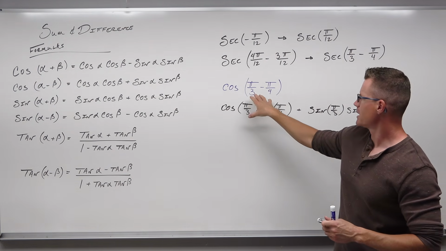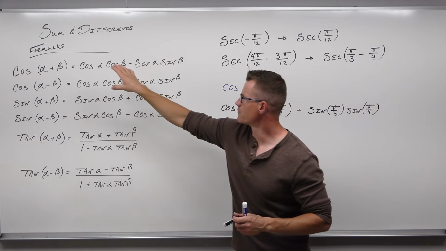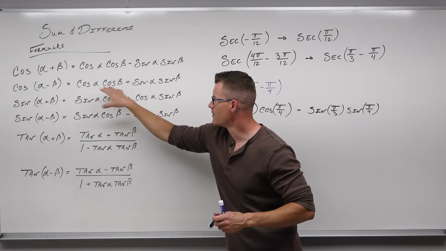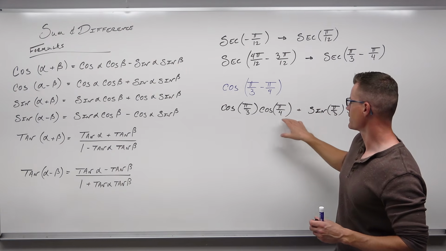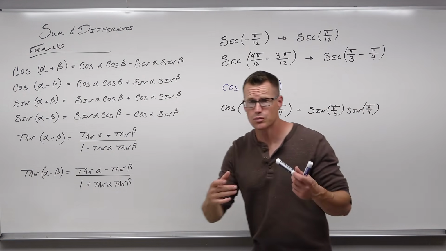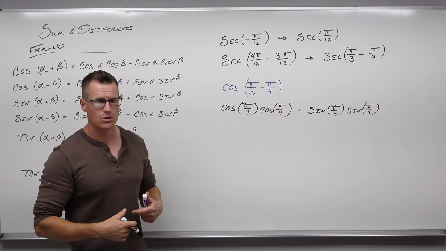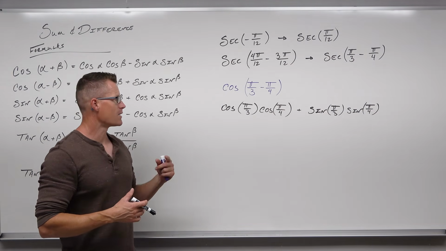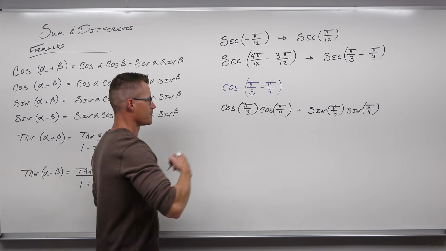So I've got cosine pi over 3 minus pi over 4. So cosine of first, cosine second. Got that. Different sign, so for a minus, I'm going to get a plus in my formula. Got that. Then sine first, sine second. Sine first, sine second. It looks really good. Now we take our unit circle out, wherever you may have that, and we figured this out. So cosine of pi over 3, that's going to be 1/2.